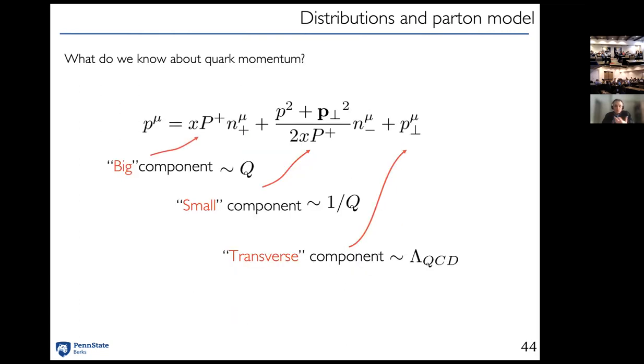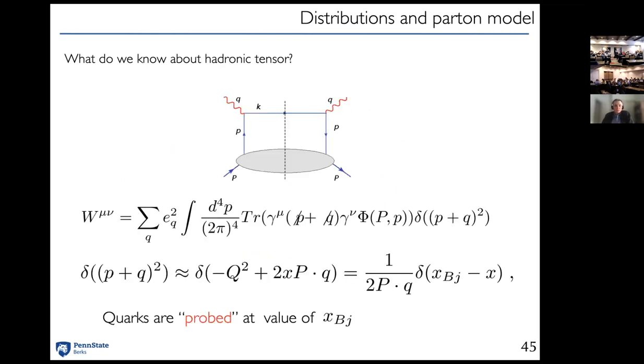And therefore, if we take all this information at hand, we can start calculating, say, the handbag diagram. So let me just quickly browse through it: calculate this integral of d4p. Now we take the trace of this gamma mu sitting there. This line here is p plus q slashed, this gamma mu. And of course, here downstairs, we have our correlator, which we call phi of p, with the momentum of the quark p.